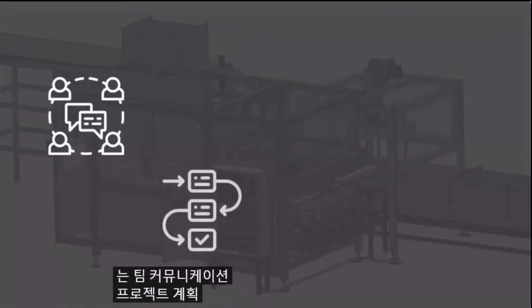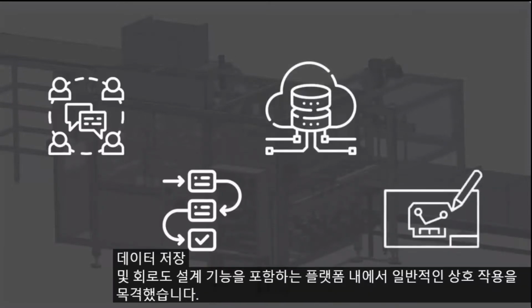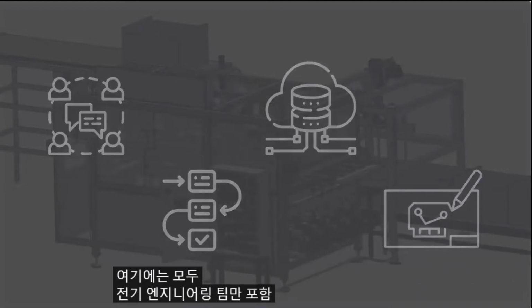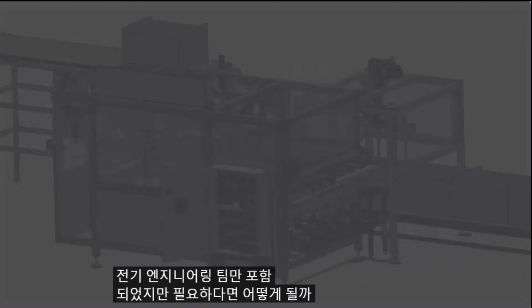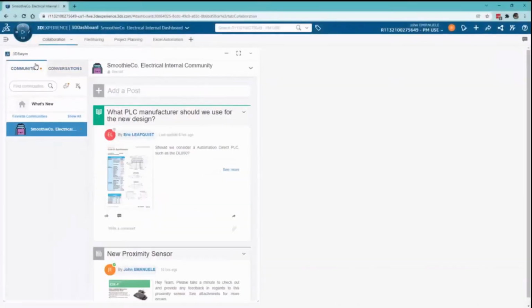In summary, we just witnessed a typical interaction within the platform that included team communications, project planning, data storage, and schematic design capabilities, all of which only included the electrical engineering team. But what if we needed to share data and collaborate with our mechanical teams, our vendors, our contractors, or more importantly, our customers?